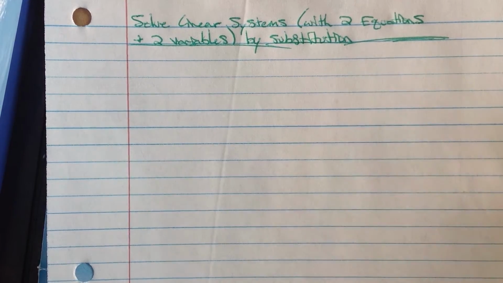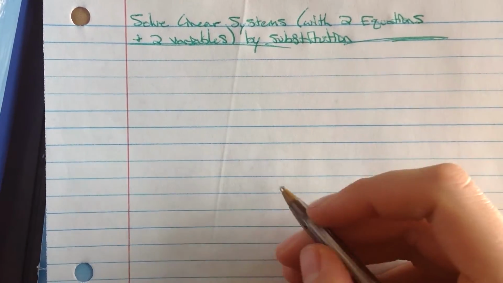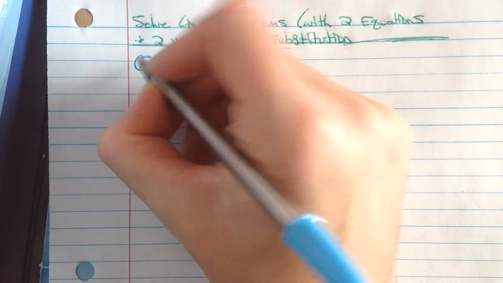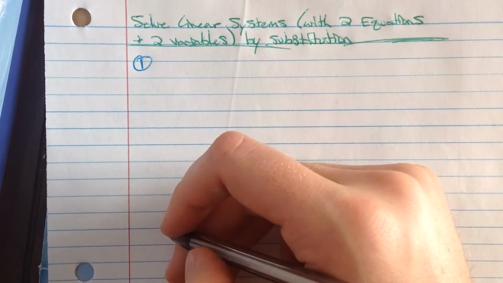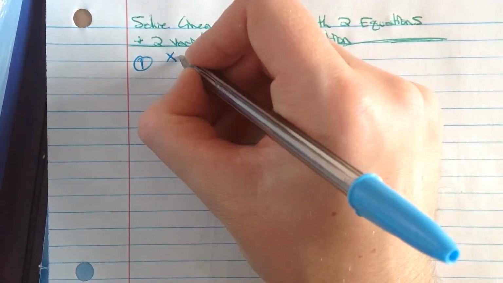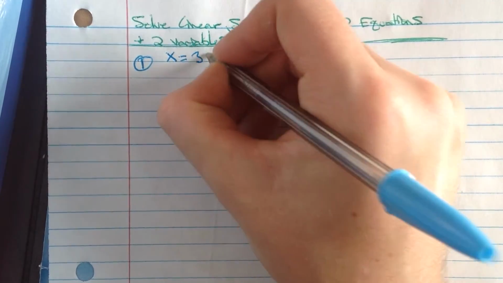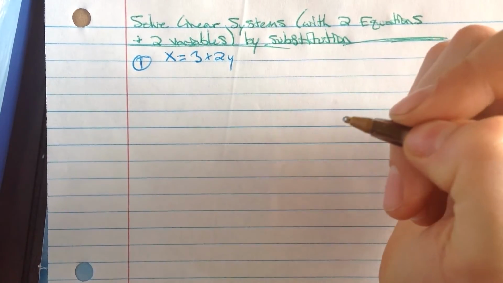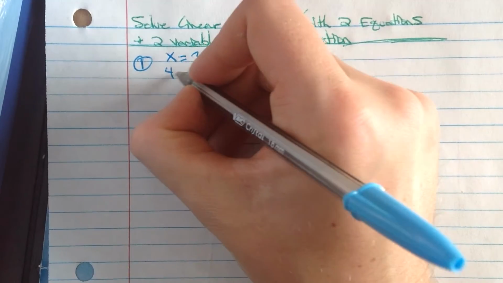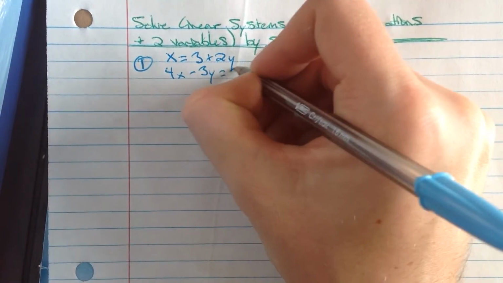Solving linear systems with two equations and two variables by substitution. So this is another method used to solve linear systems. And how this works is, given two equations, say for example, we're given x equals 3 plus 2y and 4x minus 3y equals 32.